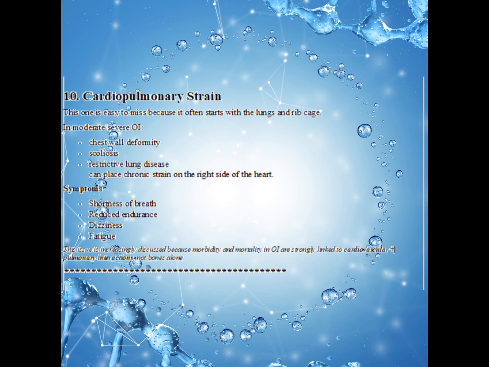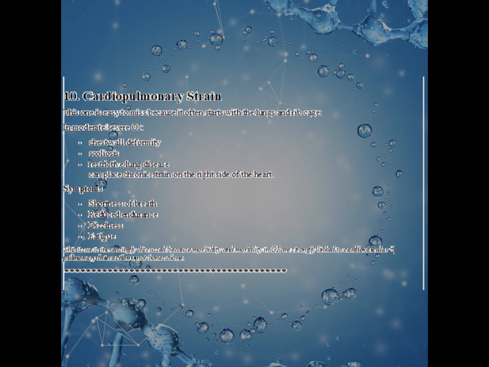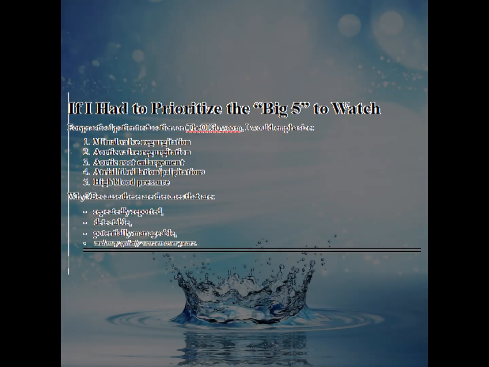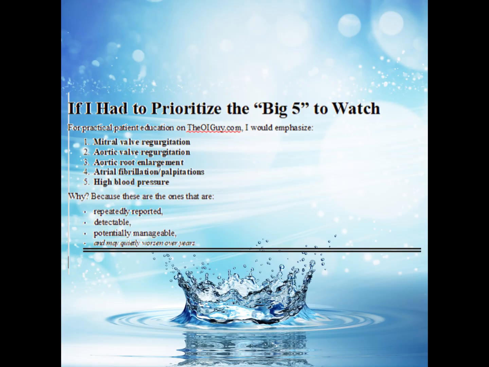Now, we've covered a lot here the past couple of weeks. And to be honest with you, if I had to prioritize the 5 big items to watch for, I would look for, number 1, the mitral valve regurgitation. Number 2, the aortic valve regurgitation. 3, the aortic root enlargement. 4, atrial fibrillation and palpitations. And number 5, and this is the one that my doctor is always climbing on, is high blood pressure.